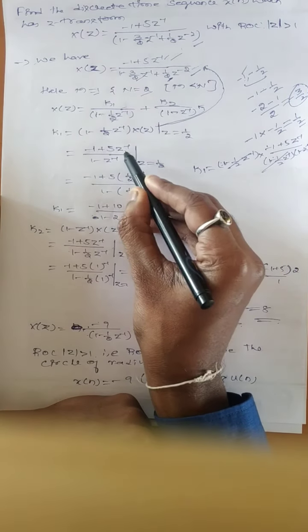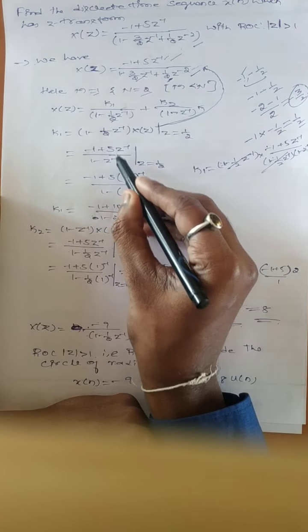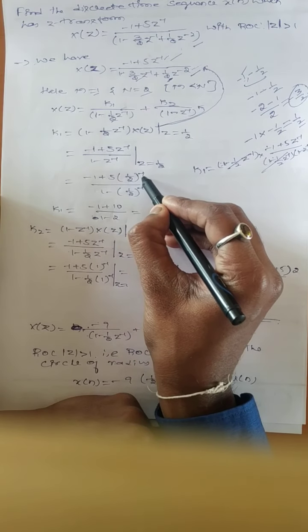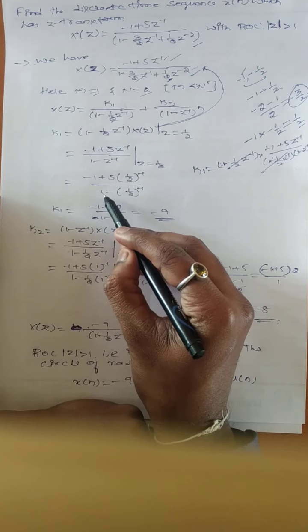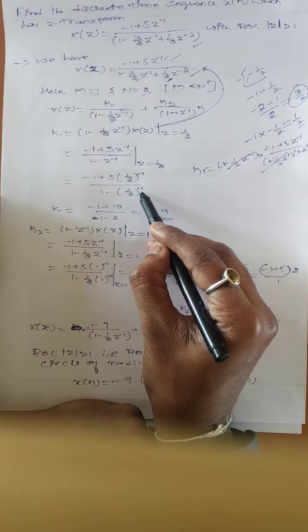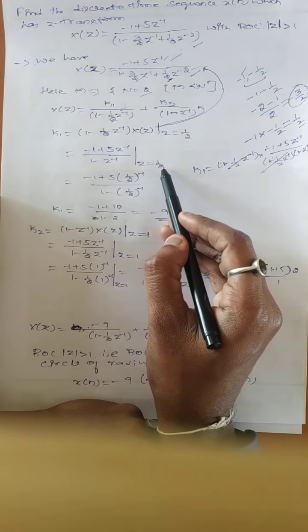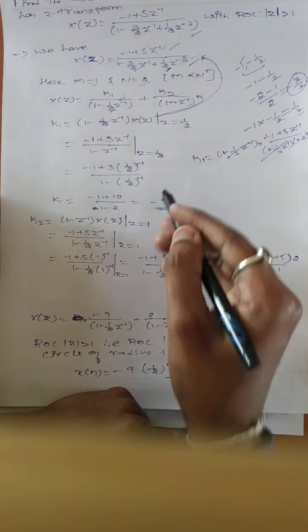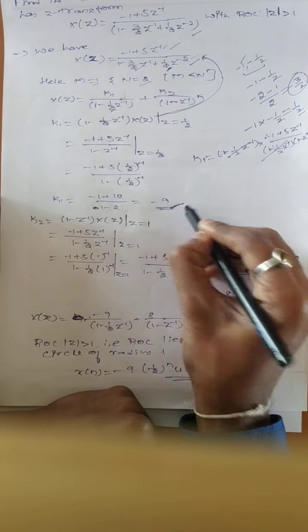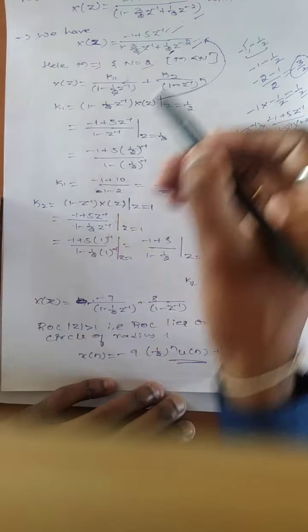Now you substitute z is equal to 1 by 2. So when you substitute, minus 1 plus phi 1 by 2 z inverse and 1 minus 1 by 2 to the power of z inverse. In place of z you just substitute 1 by 2. Then you will get minus 9. So in the same way you calculate k2.